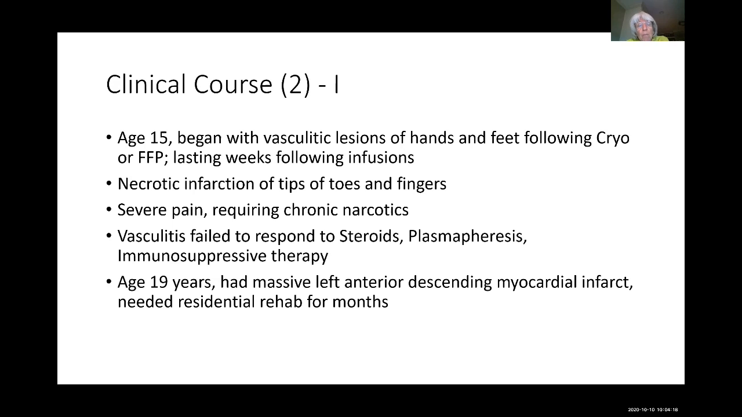And so we were trying to figure this out. And we know that because he had gotten a lot of plasma and cryo, maybe it was an allergy to something in it. Maybe he had an antibody to fibrinogen. Maybe he had immune complexes. So we consulted our local immune experts at the National Jewish Hospital. And we tried steroids. We tried plasmapheresis. We tried various immunosuppressive therapies. And nothing altered it at all. And so this went on, and you can imagine with such pain.